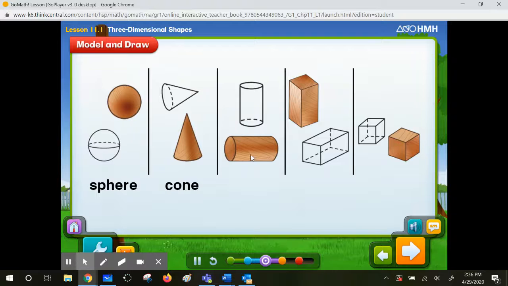Click the next shape. This is a cylinder. It also has one curved surface, but it has two flat surfaces.